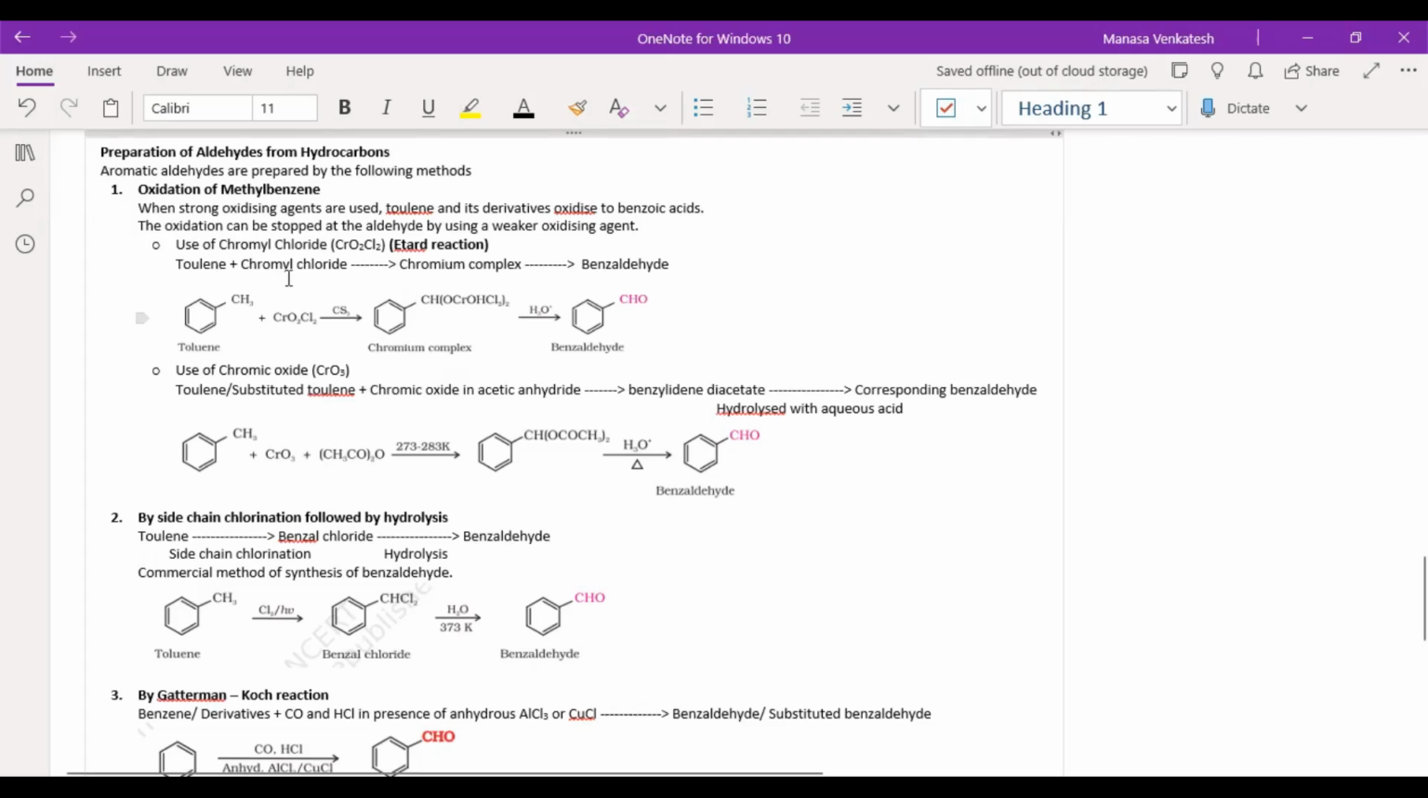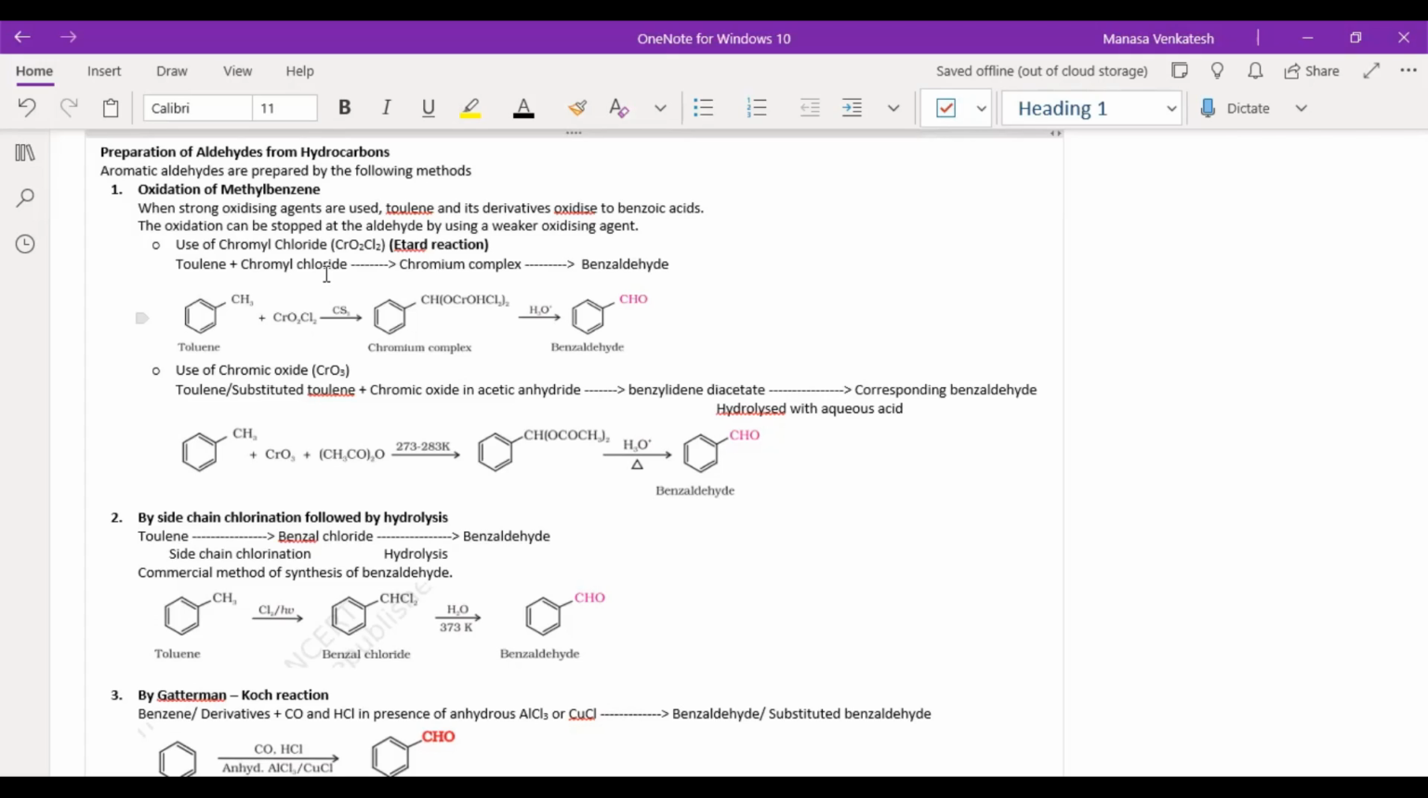So the first one is using chromyl chloride. This particular reaction is also called an Etard reaction. Toluene reacts with chromyl chloride to give us this chromium complex, and that on reaction gives us benzaldehyde. So first, when you learn this reaction, always for all these reactions, just write it in this format so you remember at least what the reaction contains. And then from there, I'm pretty sure you can write the names like toluene, benzaldehyde. The chromium complex as well as the chromyl chloride are the only two formulae that you're going to have to learn as such.